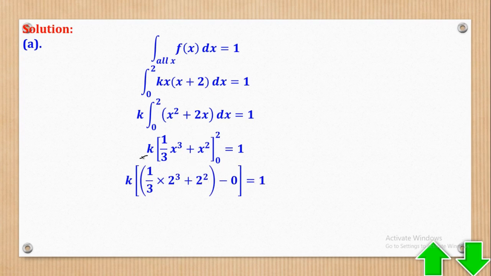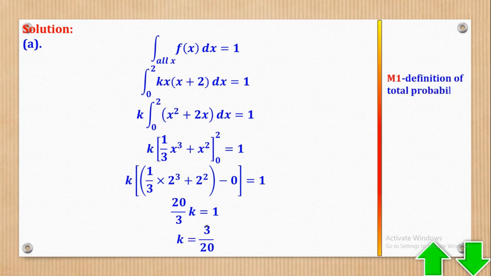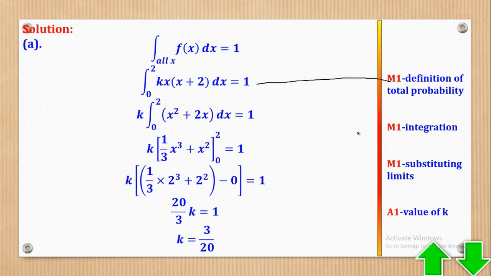But remember there is a k outside, so when I use the calculator, this bracket gives me 20 over 3, but there's a k, that's why there is 20 over 3 k, and yet it's equal to 1. So when I make k the subject, I'll come up with 3 over 20 as my value of k. So basically that's what they wanted in part A. Now let's see how marks can be awarded. M1 for the definition of total probability, M1 for integration, M1 for substituting limits, A1 for the value of k.